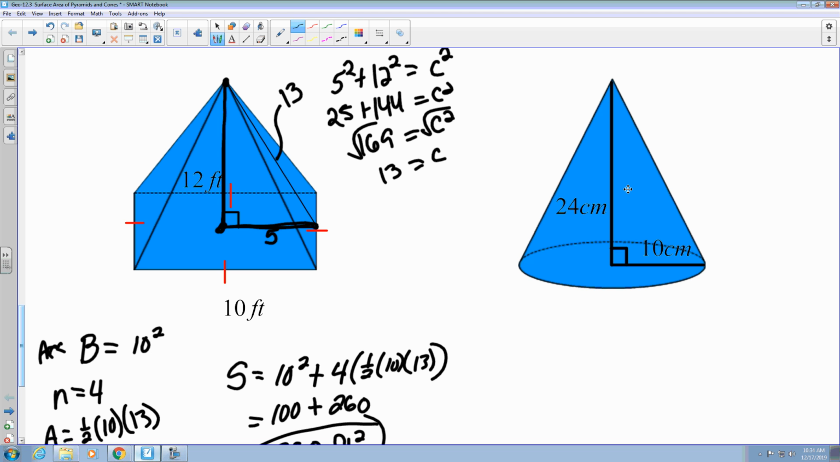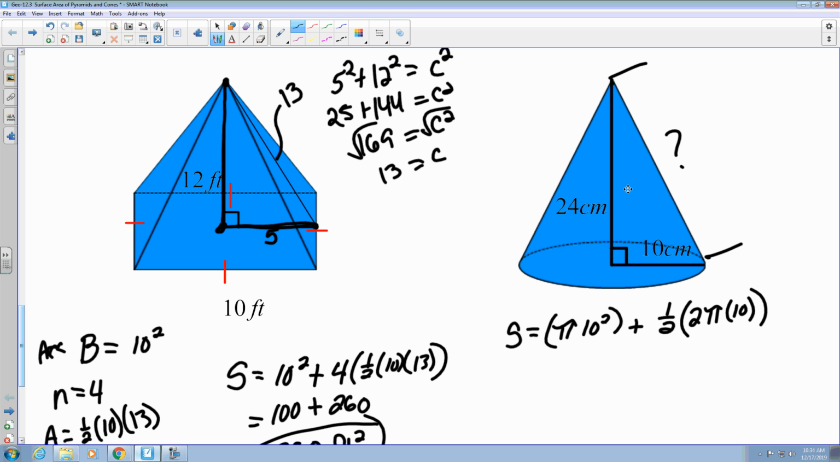Okay, so looking at the cone, same idea. We have to first find the area of the base. The area of the base is the area of a circle, so it's going to be pi r squared. We have a radius of 10, so it's going to be 10 squared plus 1/2 times c, which is the circumference of the circle, so 2 pi times 10, multiplied by L, which is the slant height.